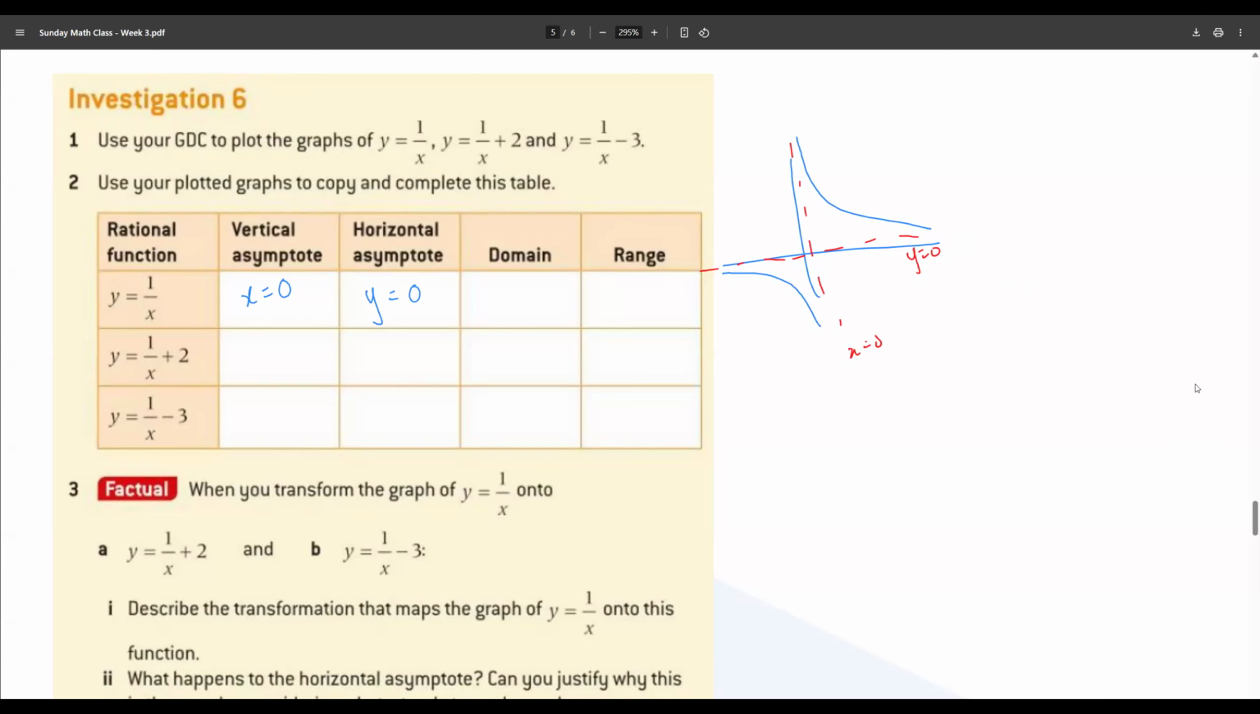Wait, so Michael, the goal is just to make the equation undefined, right? For vertical asymptote, yes. But for horizontal, do you just replace it with a 0? No, for horizontal, what happens when x gets super, super large?